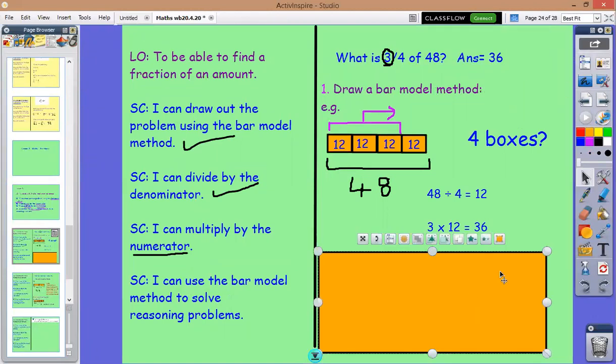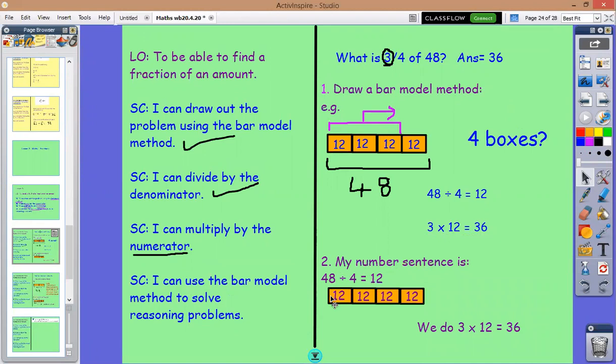And I've just done my working out there in this box. So you can see here, 12 in each single one, and we do 3 times 12, so it equals 36.